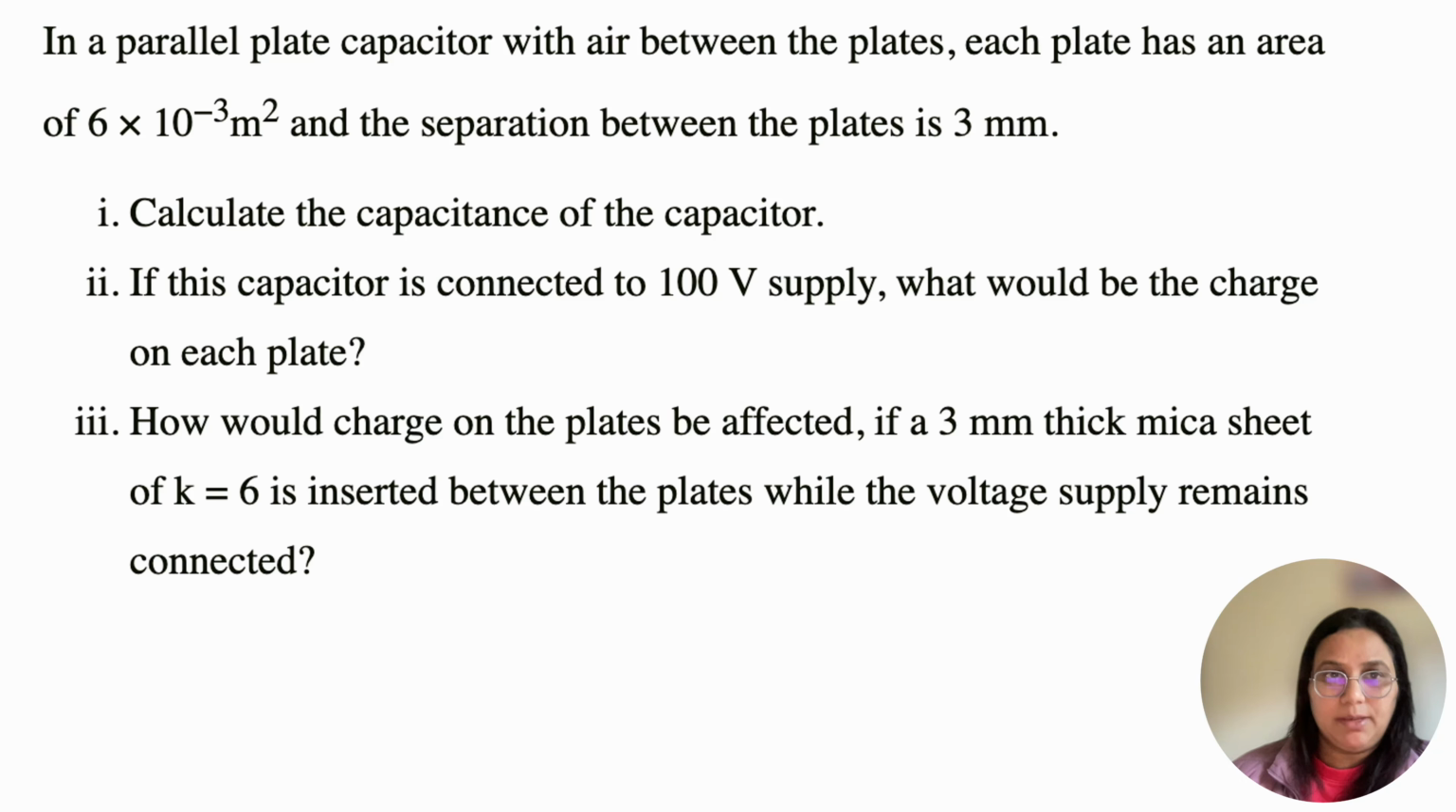In a parallel plate capacitor with air between the plates, each plate has an area of 6 × 10^-3 m² and the separation between the plates is 3 millimeter. Calculate the capacitance of the capacitor. Second question, if this capacitor is connected to a 100 volt supply, then what would be the charge on each plate?